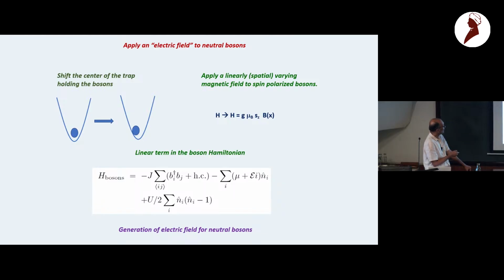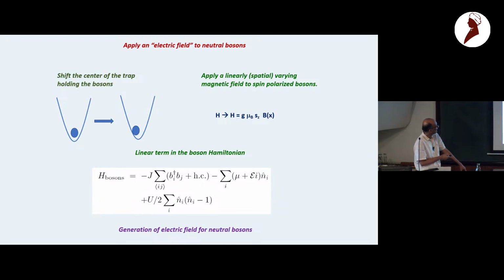Okay, so that's one. And the second thing is that many of these species of bosons, particularly this 87 rubidium, are spin polarized. And therefore, if you can apply a Zeeman magnetic field, which has a special profile, a linear spatial profile, that can also act as an effective electric field for these bosons. Once again, because it gives the same linear potential in its Hamiltonian. So these two are the typical techniques that people use to get this electric field.